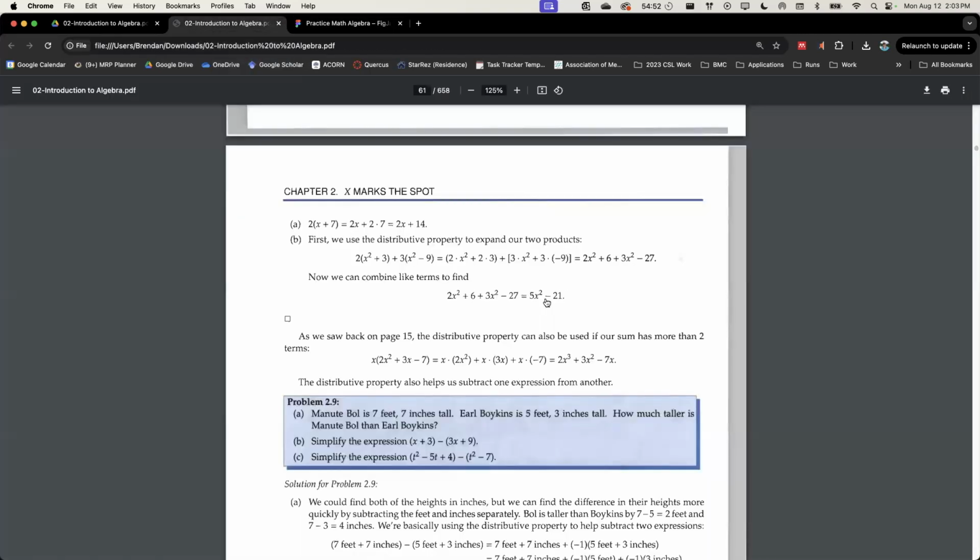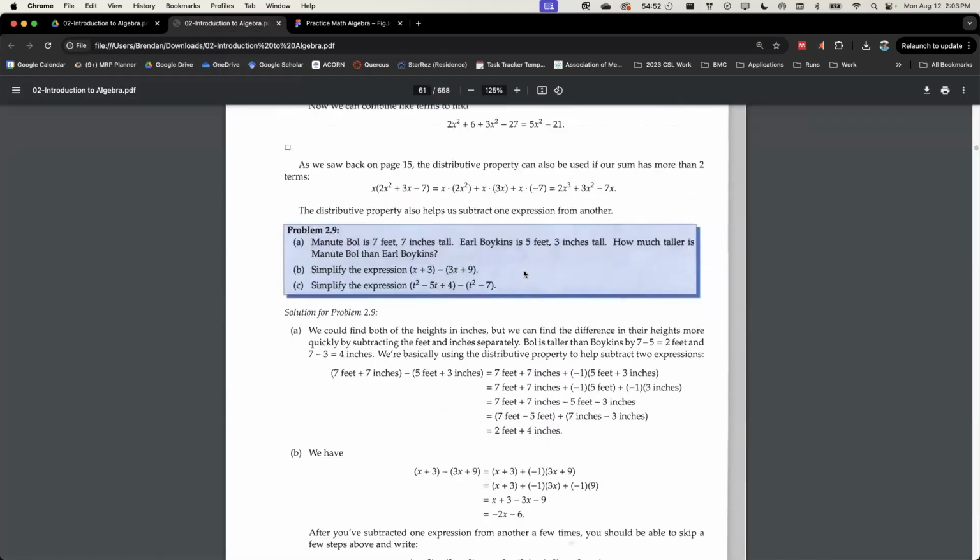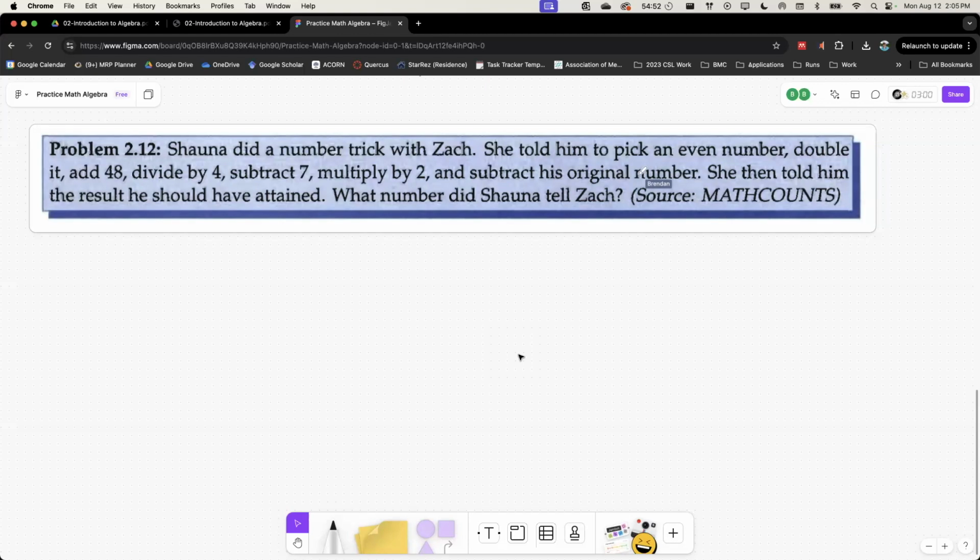Okay. Now I could do one more question. Shauna did a number trick with Zach. She told him to pick an even number, which would be something like 2, 4, 6. Even numbers can be divided by 2 generally. Then she told him to double it, then add 48, divide by 4, multiply by 2, and subtract his original number. She then told him the result he should have attained. What we're asked is to figure out what number she told Zach.